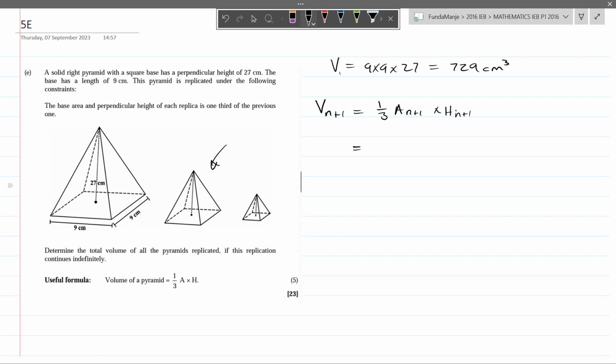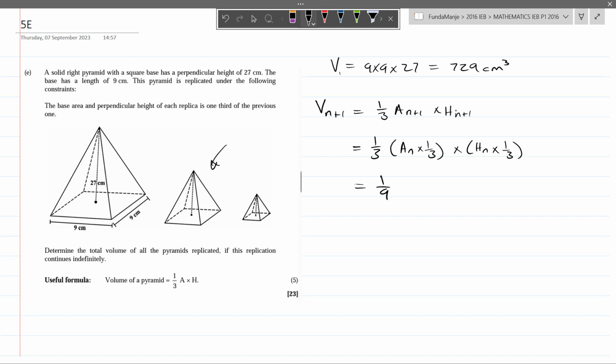So it means outside of this 1/3 that's within the formula, the area of this new pyramid is basically going to be the area of the previous one, which is A_n, multiplied by 1/3. Same thing for the height. The new height is going to be the previous height, which is H_n, multiplied by 1/3, since it's a third of the previous one. Therefore, we take out the 1/3 and the 1/3 to give us 1/9.